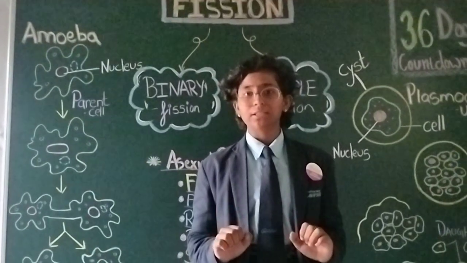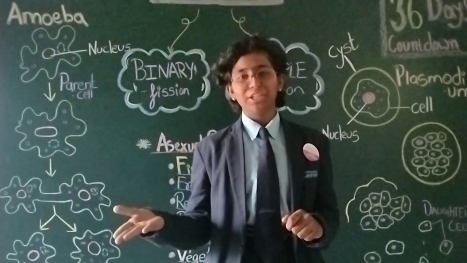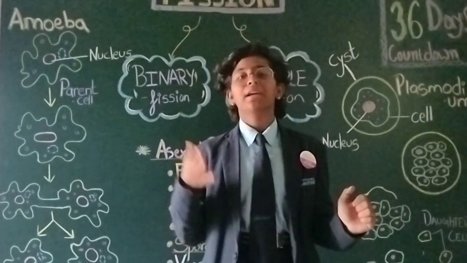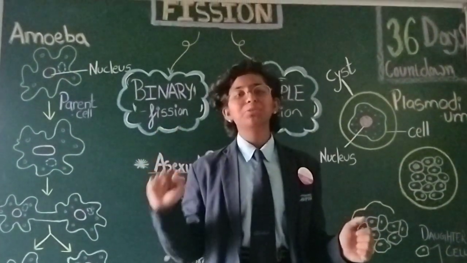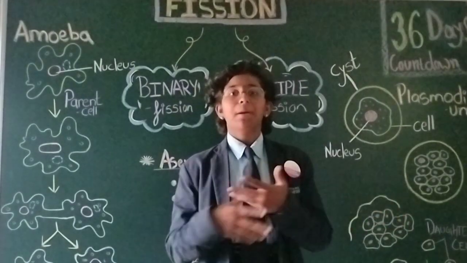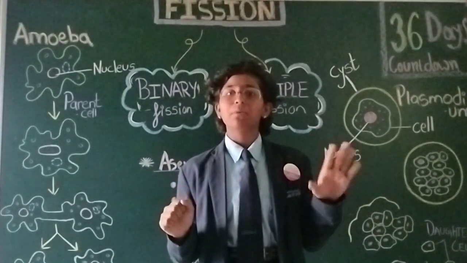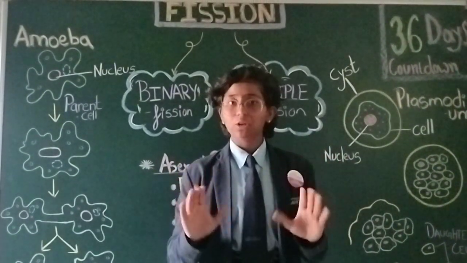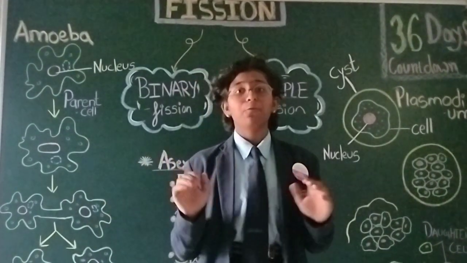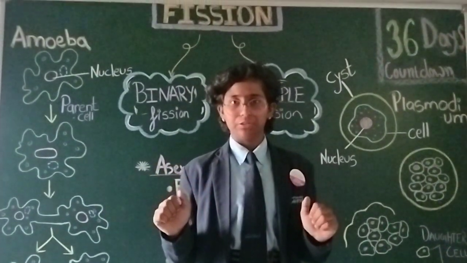Fission is broadly classified into 2 types: binary fission and multiple fission. As the name suggests, in binary fission, 2 individuals are formed from a single parent cell, whereas in multiple fission, many individuals are formed from a single parent cell. Most bacteria follow binary fission for propagation.